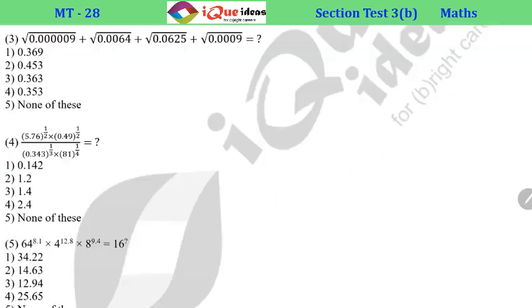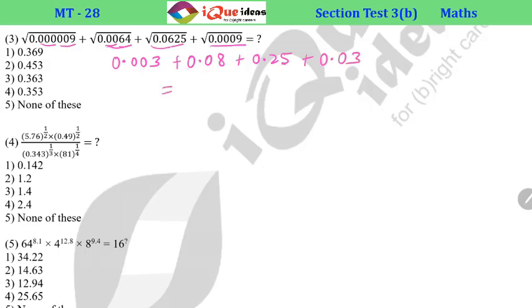Alright. Now the next one, it follows the same line as the first question. After decimal in the first one we have 6 digits and square root of 9 is 3, so it has to be written as 0.003. For 6 digits, the square root will have 3 digits. Now 0.0064, it has 4 digits and 64 is 8 square, so it has to be 0.08. 0.0625 we have already done, it is 0.25. And 0.0009 we have done, it is 0.03.